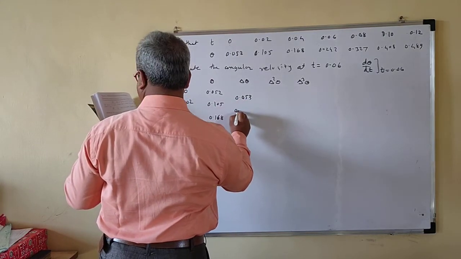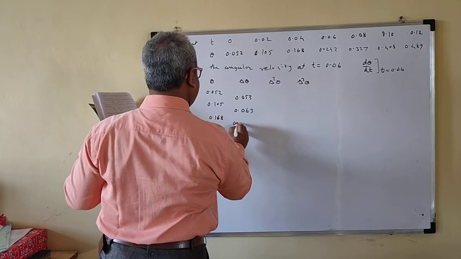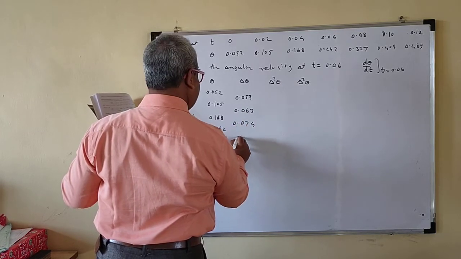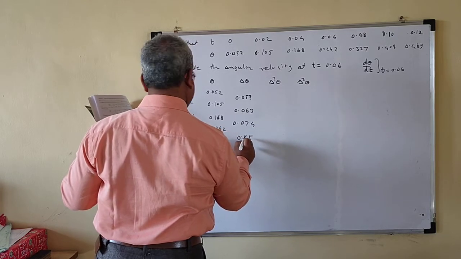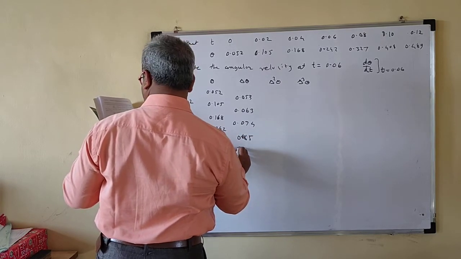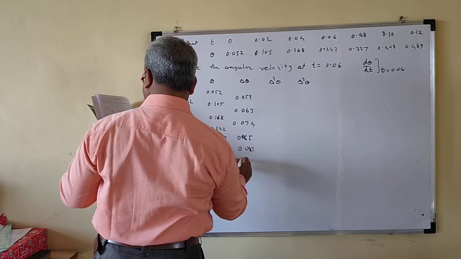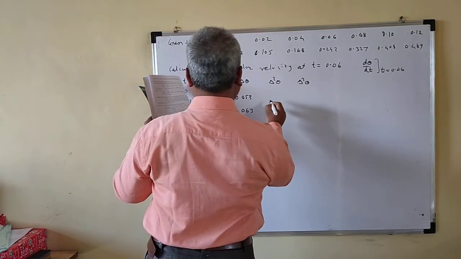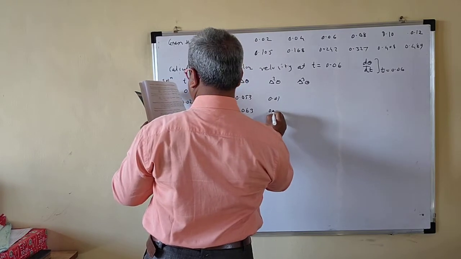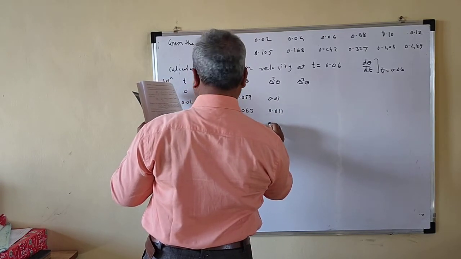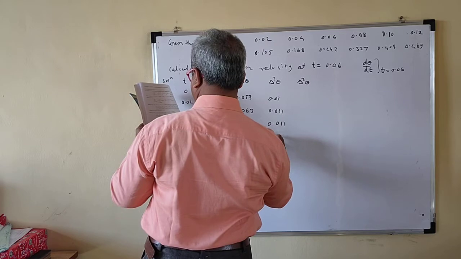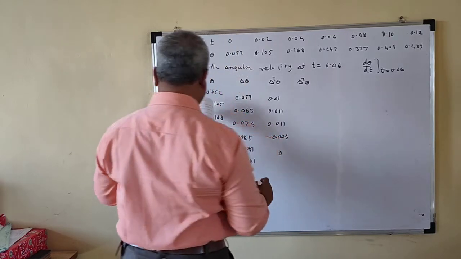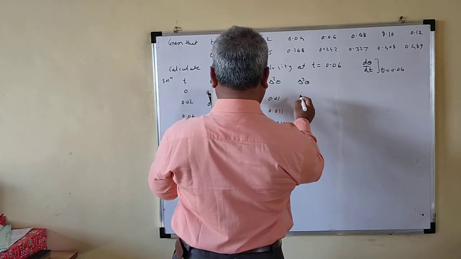0.053, 0.063, 0.074, 0.085, then 0.081. Okay, now next is 0.01, 0.011, minus 0.0040. Okay, now del cube.